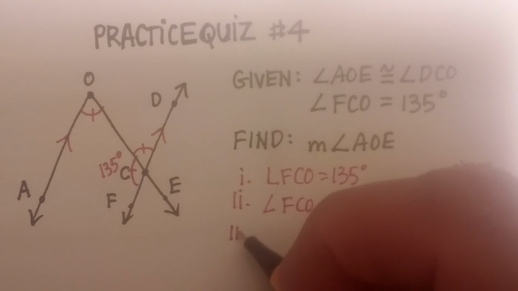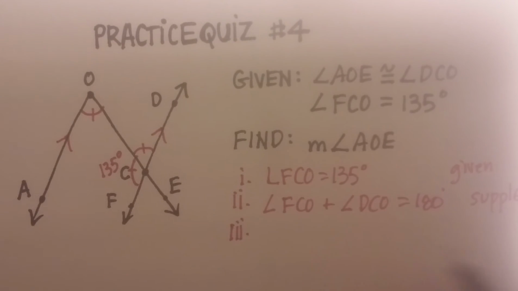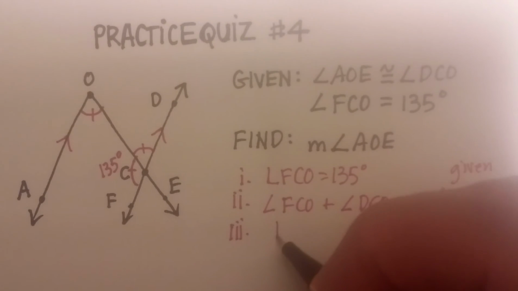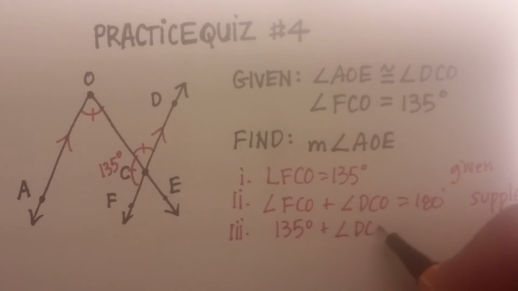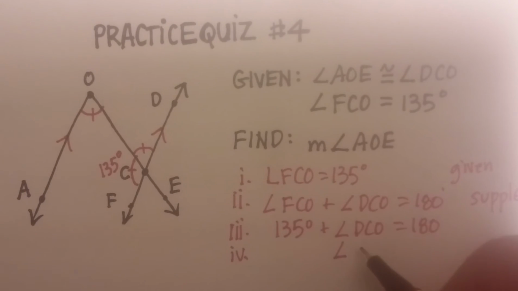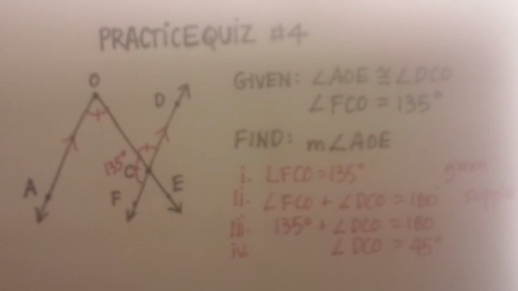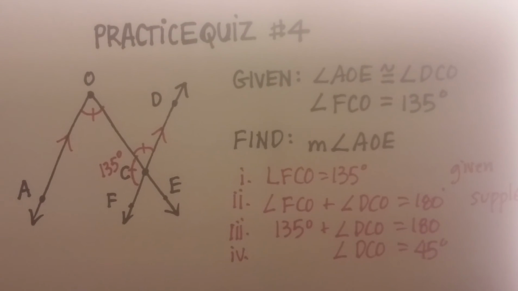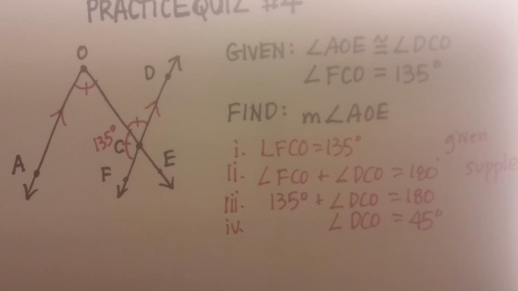Now I'm going to do some substitution. I know that angle FCO is 135, so let's put that in there, plus angle DCO, which I do not know yet, is equal to 180. Let's subtract 135 from both sides, and now I get angle DCO is equal to 45 degrees. And that's helpful, because if angle DCO is 45 degrees, then according to up here, angle AOE is also 45 degrees. And that's what I'm going to say.